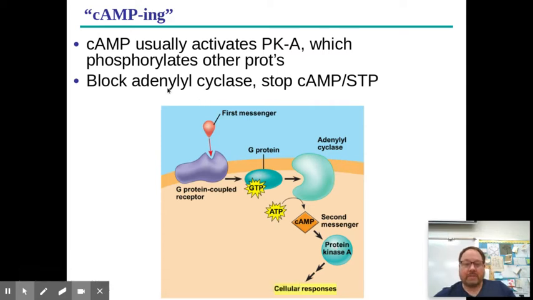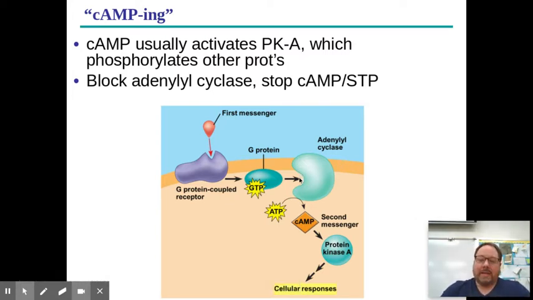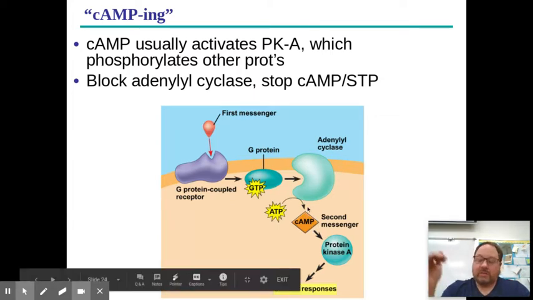Well, what happens if you block adenylyl cyclase? If you block adenylyl cyclase, are you going to make cAMP? No. And if you don't make cAMP, what's going to happen to the whole pathway? It gets shut down, right? So again, you can think about if they give you some sort of medication or drug that blocks some step in the pathway, it's basically going to shut down the signal. If you shut down the signal, you don't get the response.